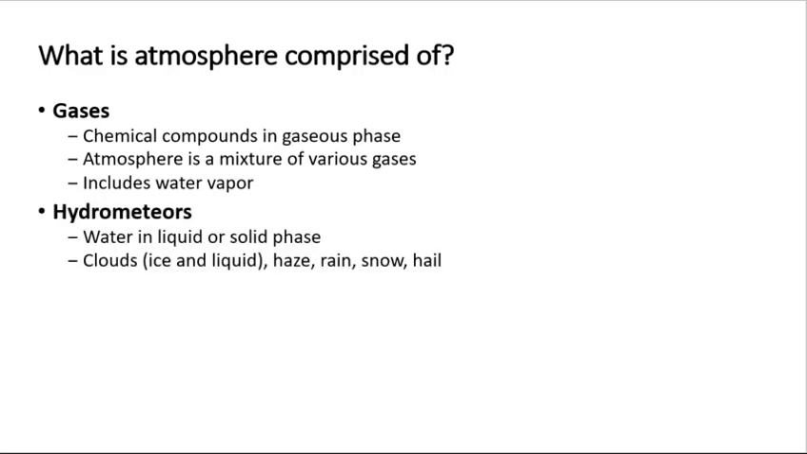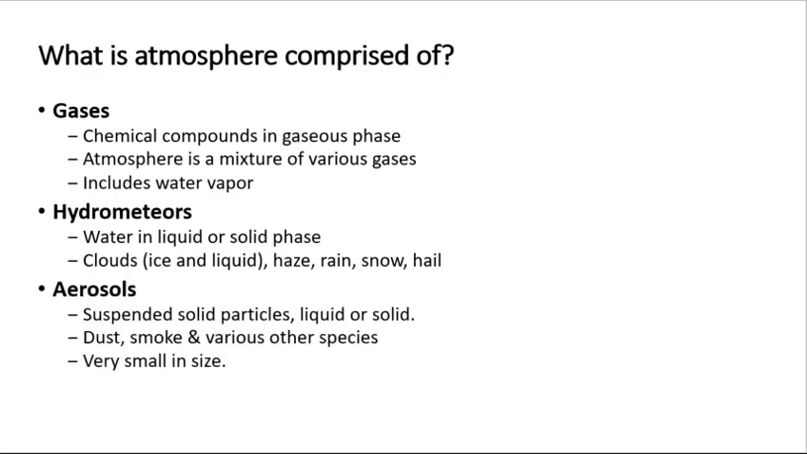Second, the atmosphere is comprised of hydrometeors, or water in liquid or solid phase that form from condensation of water vapor. These include clouds, fog, haze, rain, and snow. Finally, the atmosphere is comprised of what we call aerosols, or solid or liquid particles of various chemical natures so tiny in size that they stay suspended in air. Aerosols include dust and smoke. In fact, among the most dangerous air pollutants for human health are smoke aerosols, also called fine particulate, as we will cover later in the semester.